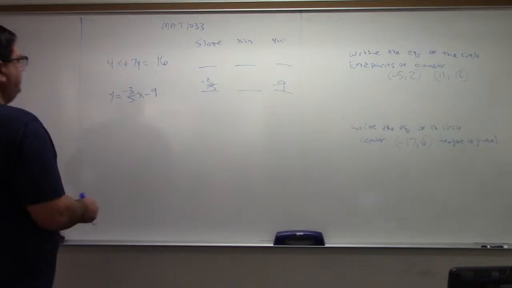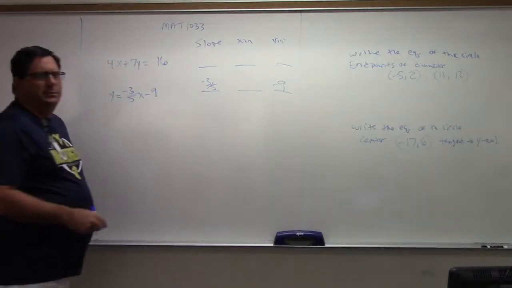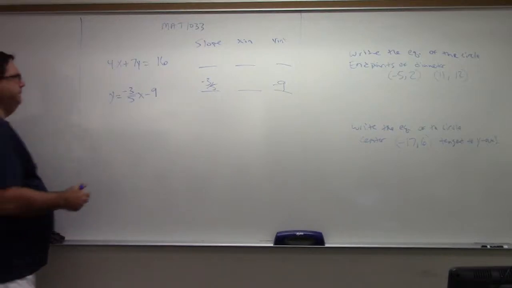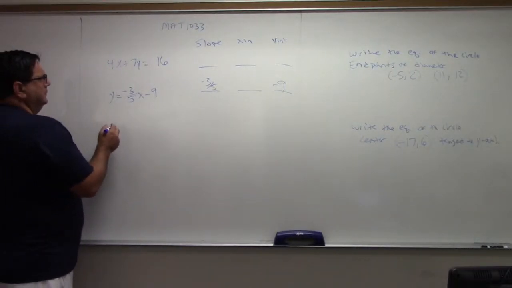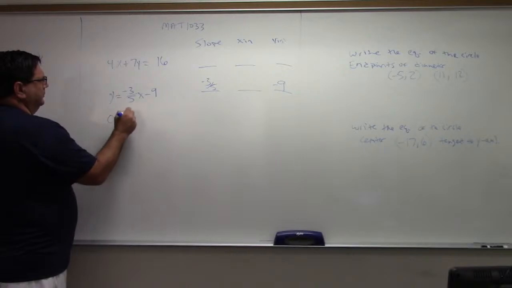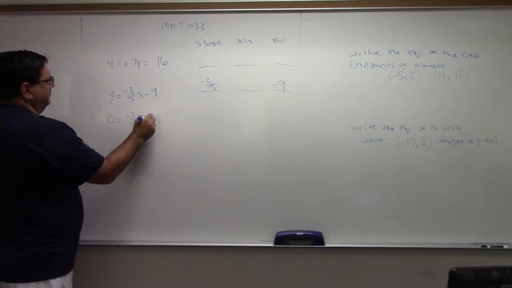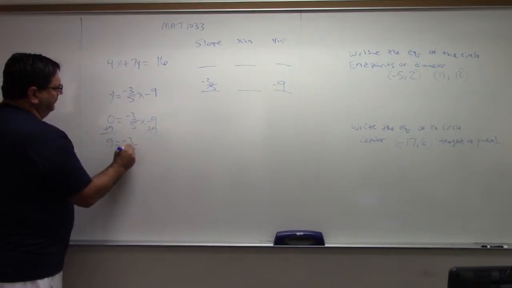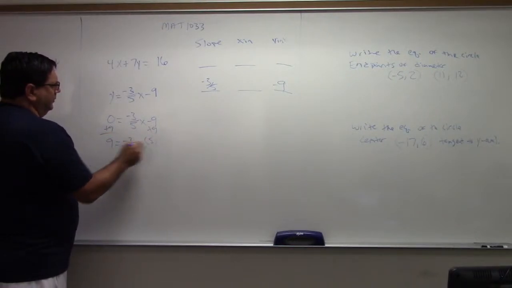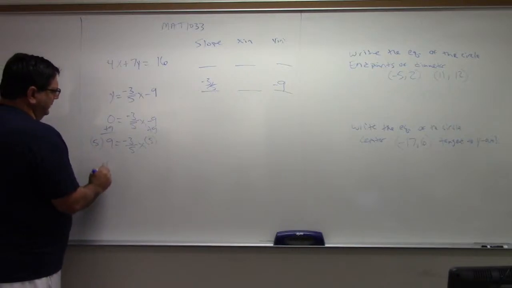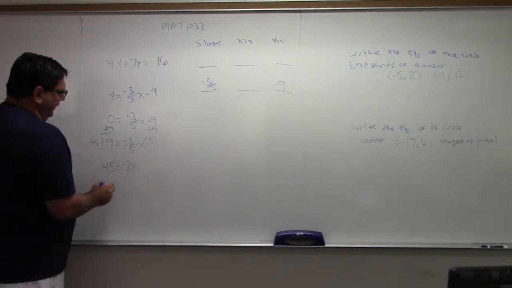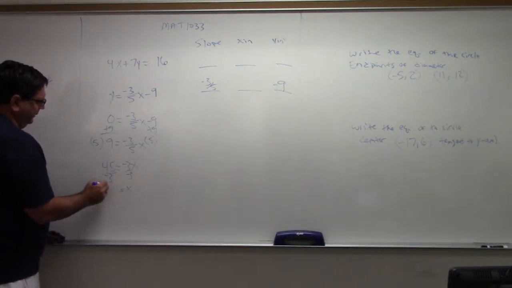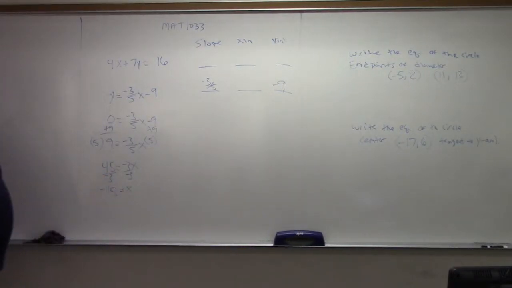Now, what's the x-intercept? 15. Yeah, negative 15. So 0 equals -3/5 x minus 9, add 9, add 9. 9 equals -3/5 x. Multiply both sides by 5. You get 45 equals -3x. Divide by -3, divide by -3. X equals -15.